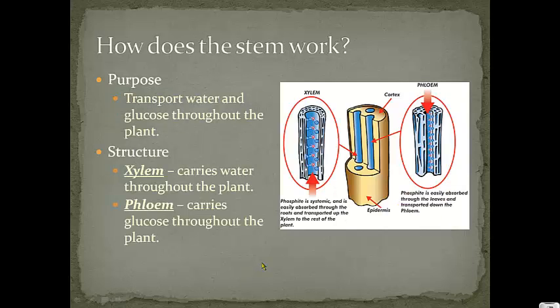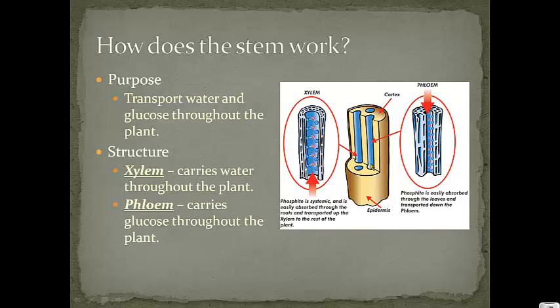How does the stem work? Well, the purpose of the stem is to transport water and glucose throughout the plant. The stem contains two fibrous-like tubes. One of them is called the xylem, and the other one is called the phloem. The xylem is meant to carry water up and down the plant, so water travels from the roots up the xylem inside the stem to get to the leaves and the fruit of the plant.